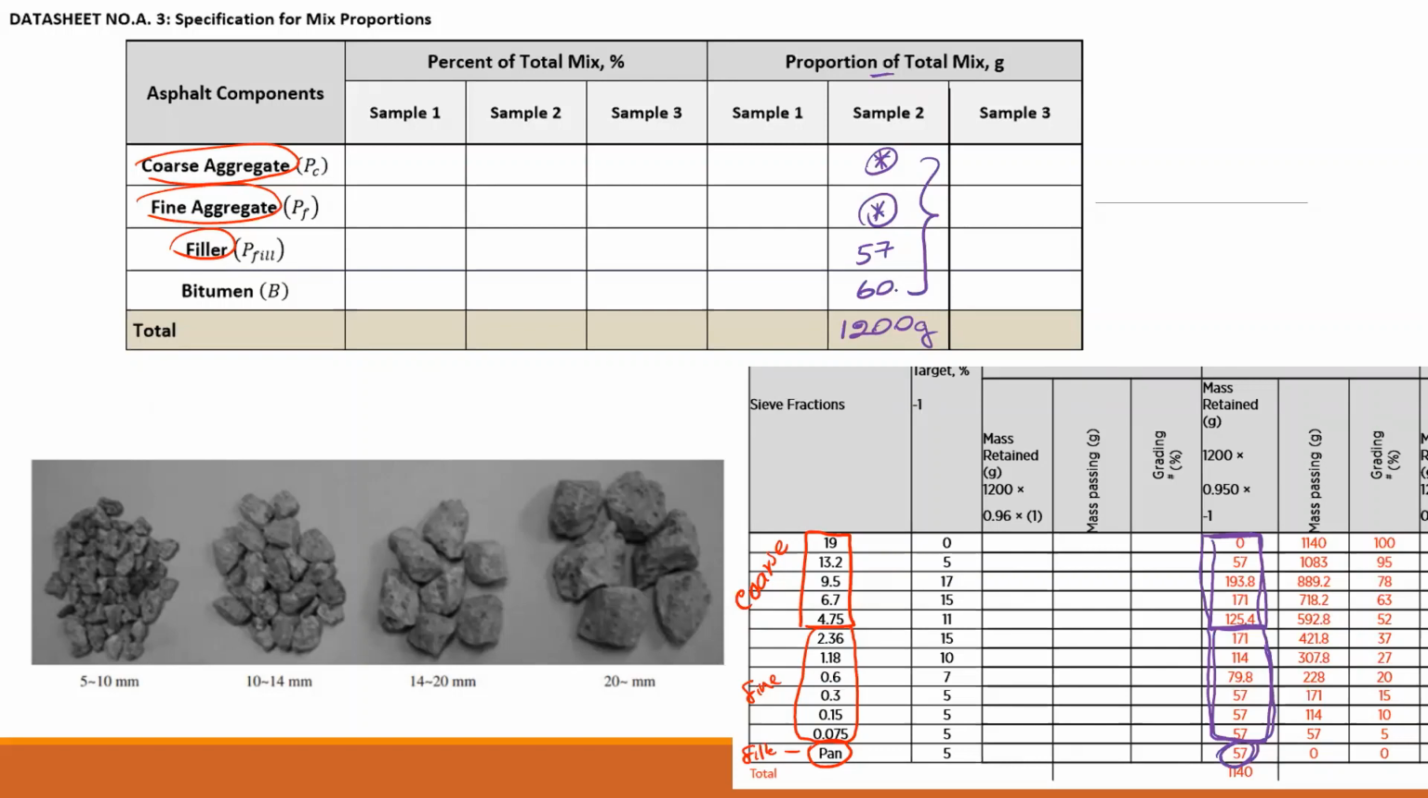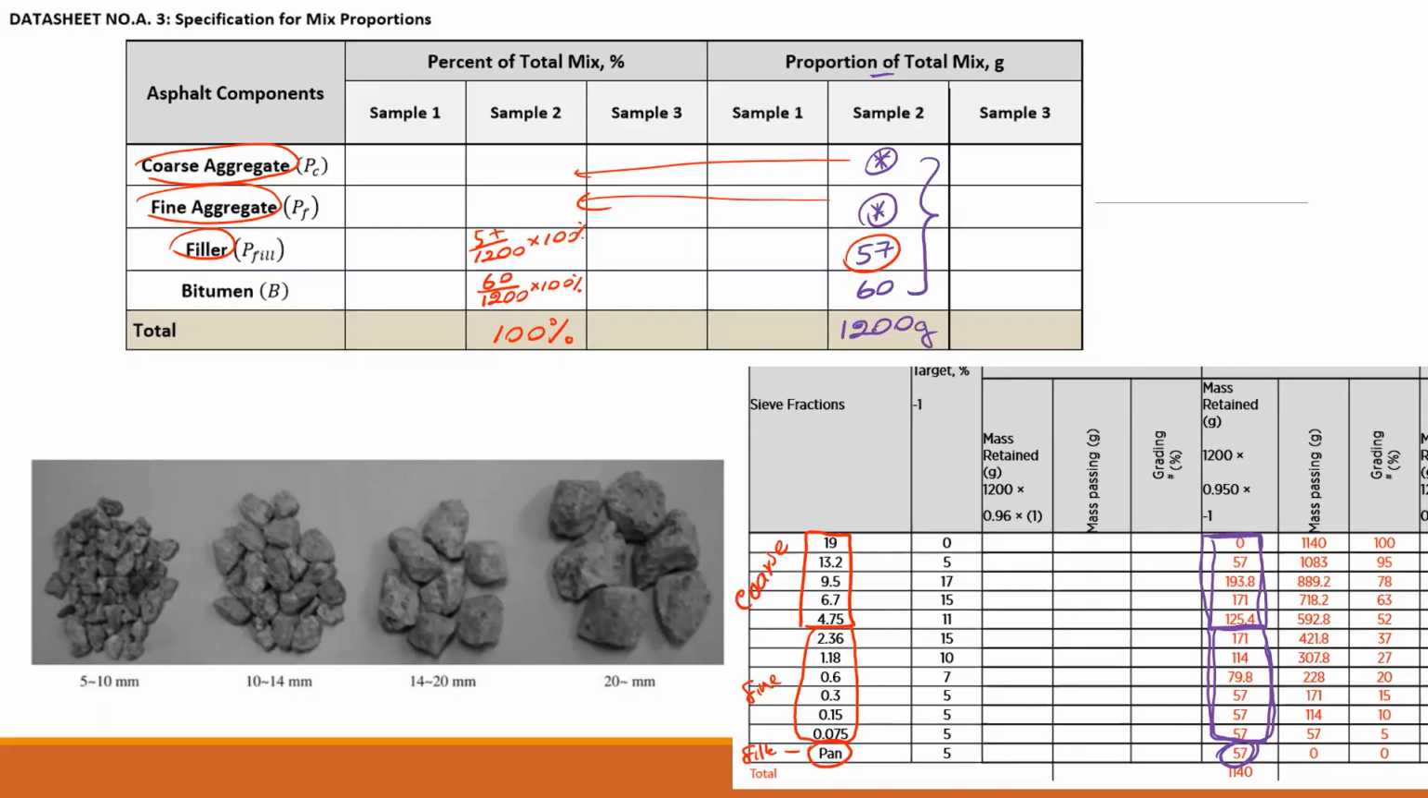Here you have the masses, and in this part, on the left-hand side, you have to find the percentages. You know how to find the percentage. So for bitumen, 60 grams out of 1,200 times 100%. And this one should be 57 divided by 1,200 times 100%. You do the same thing for the other two. When you add all together, you should get 100%. So fill this column for all three percentages.